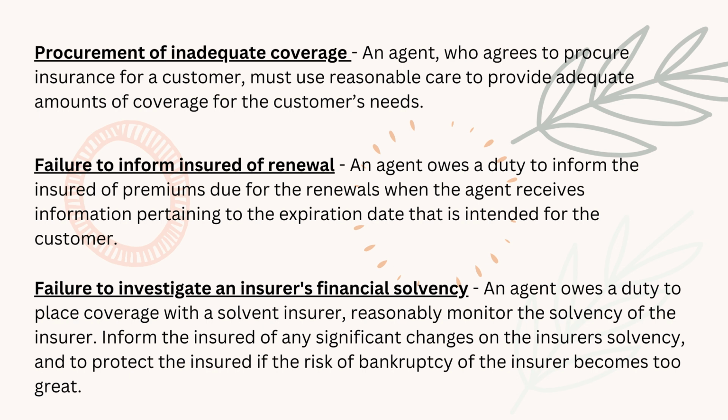Failure to inform insured of renewal. An agent owes a duty to inform the insured of premiums due for the renewals when the agent receives information pertaining to the expiration date that is intended for the customer. Failure to investigate an insurer's financial solvency. An agent owes a duty to place coverage with a solvent insurer, and reasonably monitor the solvency of the insurer.